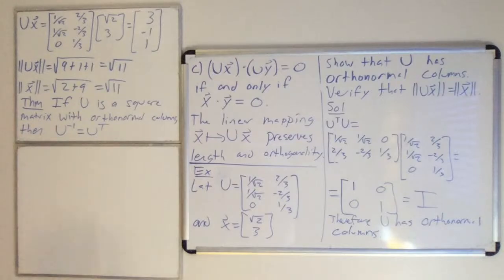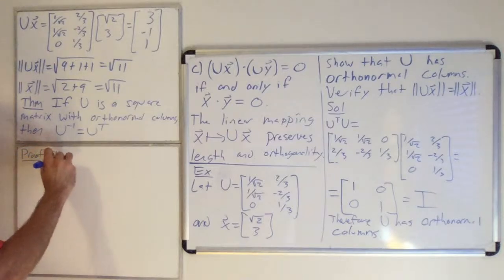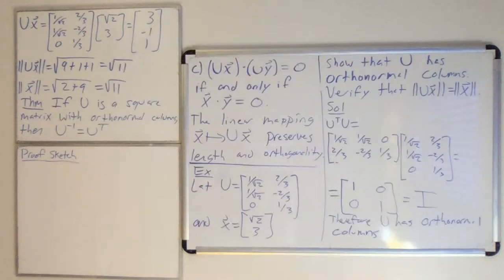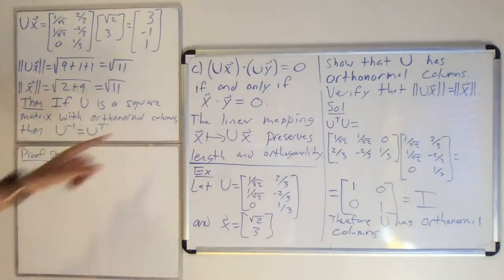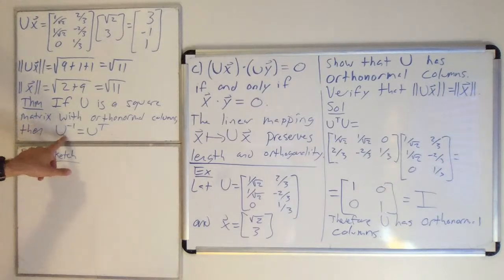Okay, and so let's just give a quick sketch of why this is true. Why is it the case that if U is a square matrix with orthonormal columns, then the inverse of U is equal to U transpose?